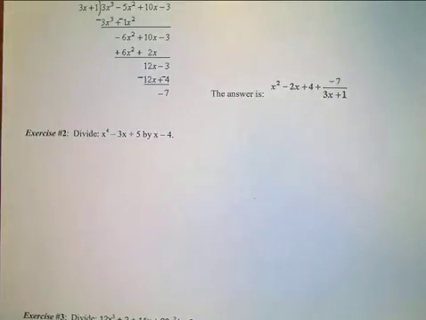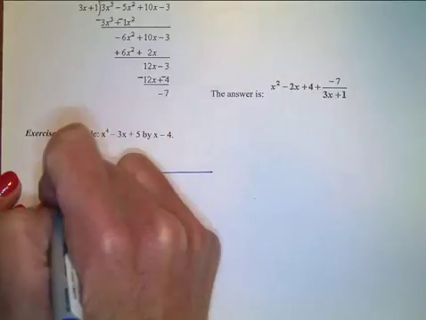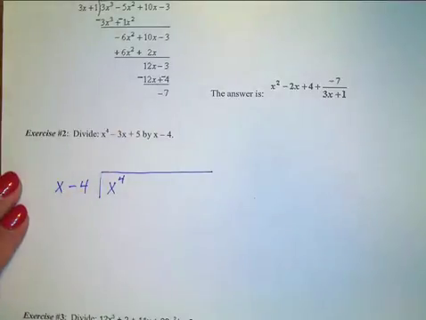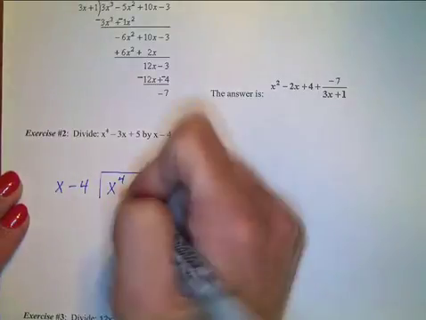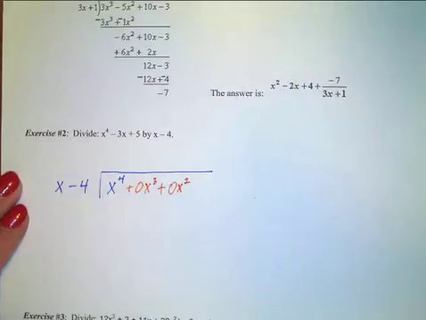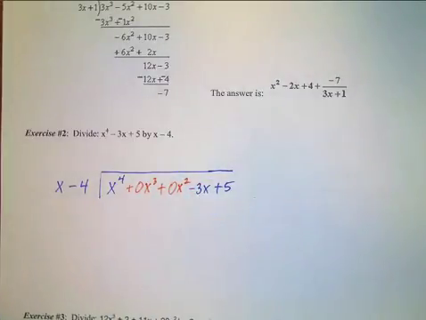Let's try exercise 2. So divide x to the 4th minus 3x plus 5 by x minus 4. So we're going to use our long division bar. We're going to put x minus 4 outside. We're going to put the polynomial inside. But here's the difference. You have to have all the terms in there. So we are going to put zeros for the missing terms. So plus 0x to the 3rd plus 0x squared minus 3x plus 5. And again, if you remember way back, elementary school, those zeros are placeholders, okay? Sometimes we need those placeholders.